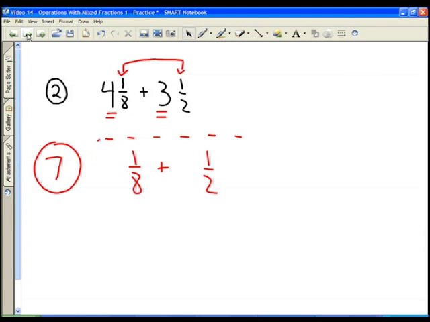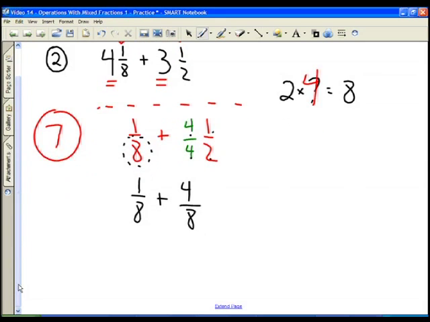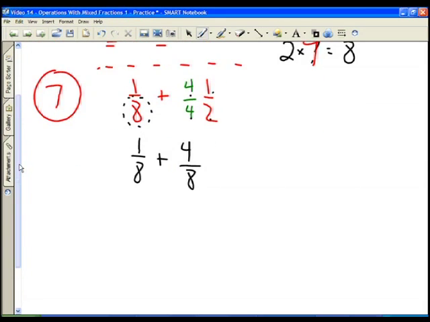And 1/8 plus 1/2, my common denominator will be 8. 2 times what will give me 8? And so my magic number here is 4. And so I'm going to multiply this fraction by 4 over 4, giving me then 1/8 plus 4. 4 times 1 is 4, and 4 times 2 is 8. And so now I'm going to get 1/8 and 4/8, which is 5/8.